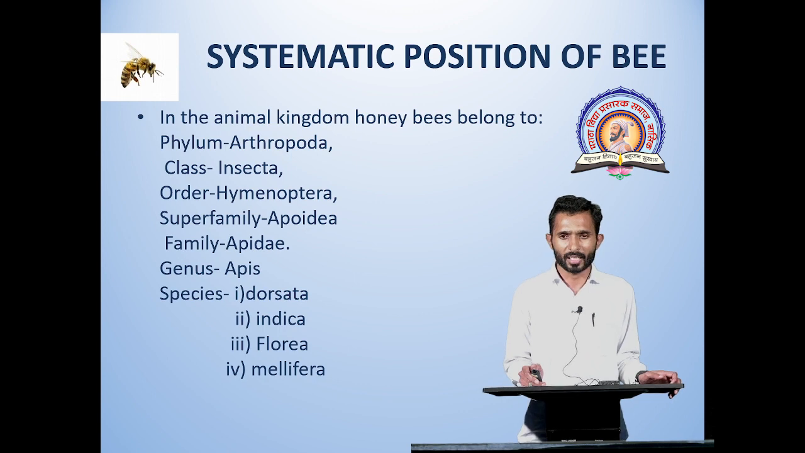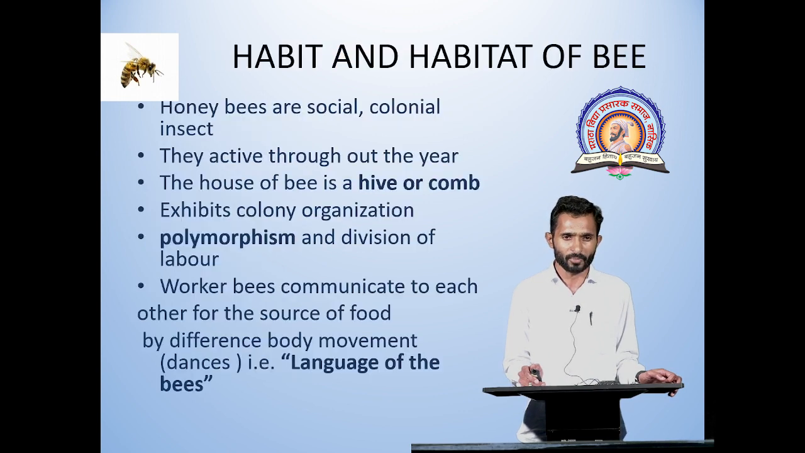Here is the systematic classification, or the position, of the bees. They are insects, and the phylum of the bees is Arthropoda. There are a number of species, such as Apis indica, Apis florea, Apis mellifera, Apis dorsata, etc.